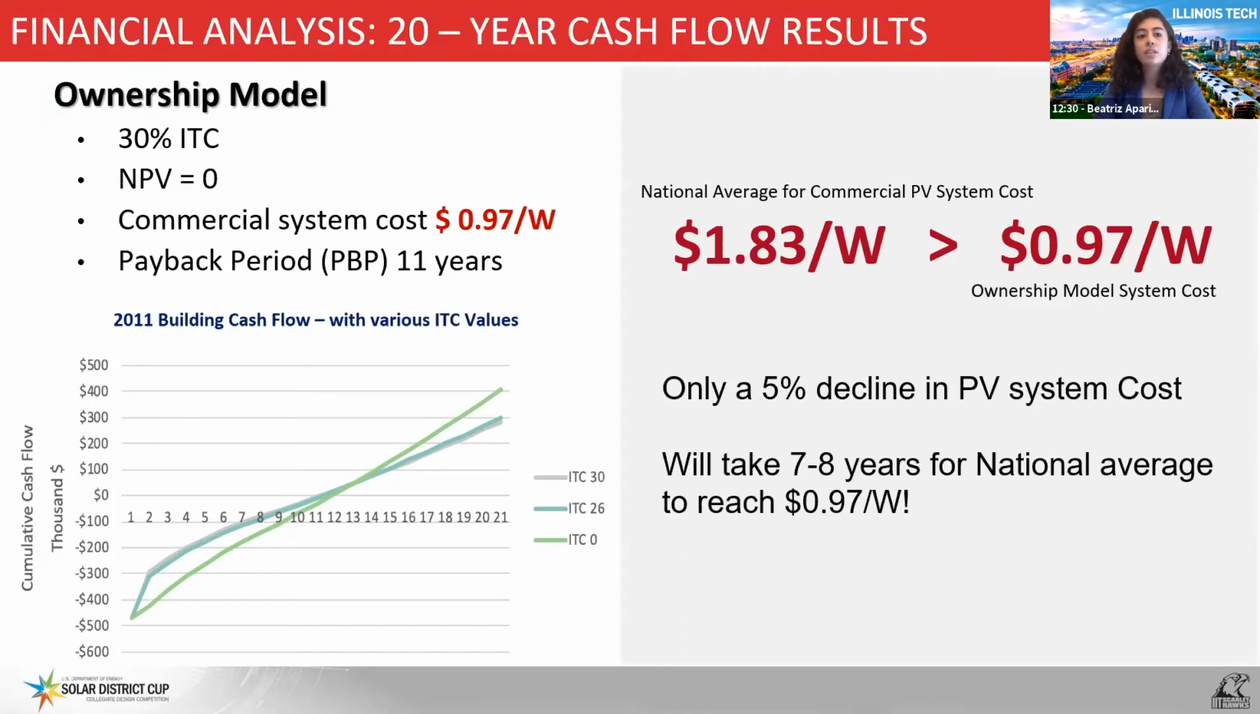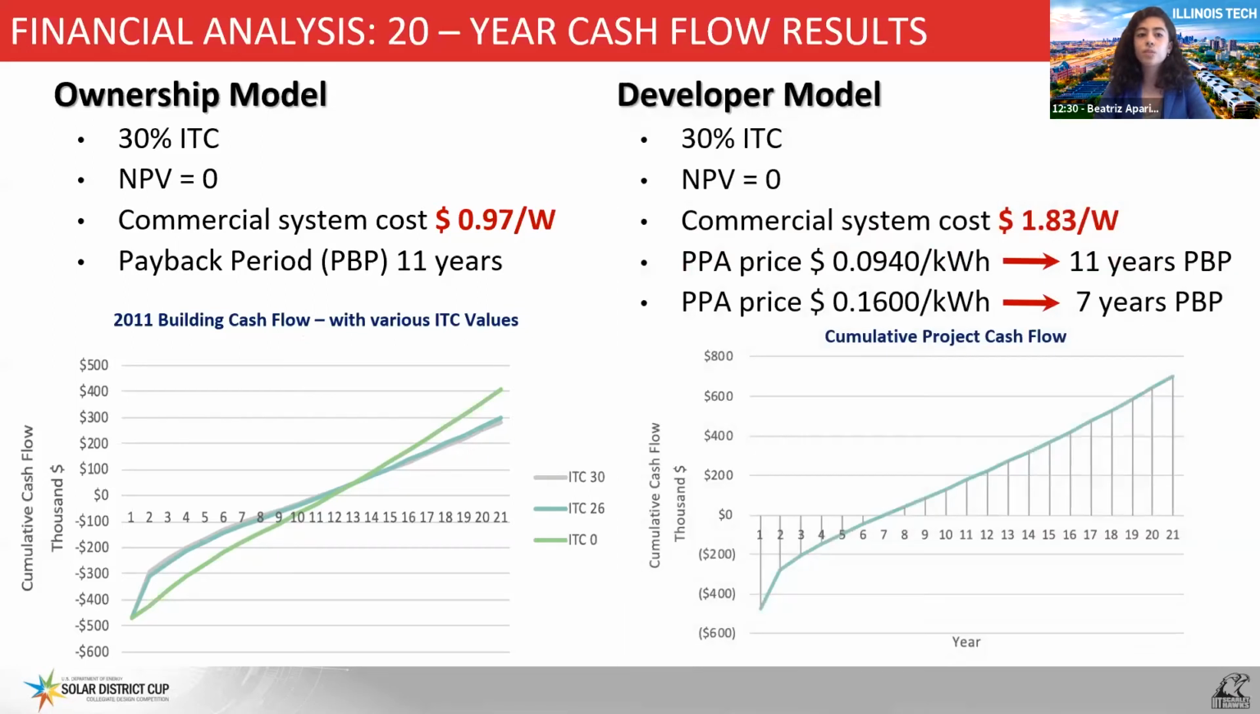Next, for the developer model, we kept NREL's current commercial system cost, and we obtained a minimum PPA of $0.094 per kWh, resulting in an 11-year payback period. We observed that by increasing the PPA, the payback period reduces. So to achieve our 7-year goal, we should increase the minimum PPA at 70%, resulting in 16 cents per kWh.